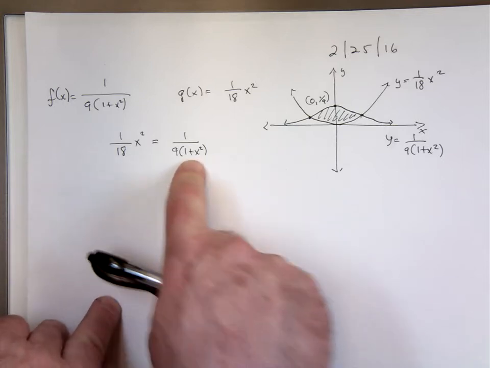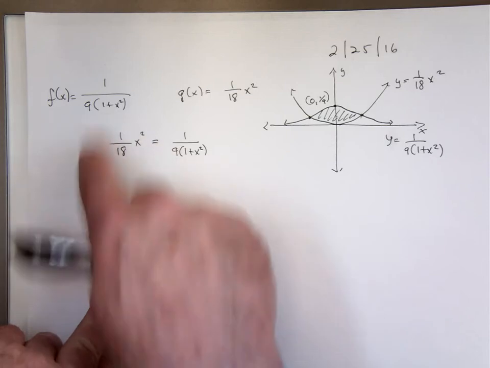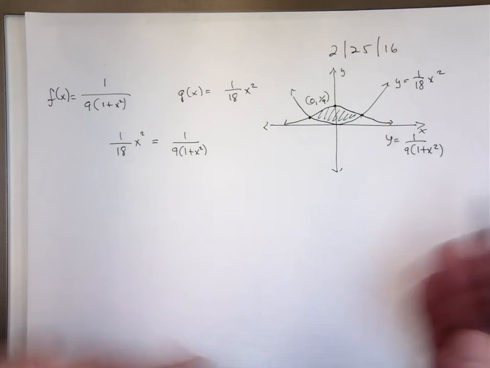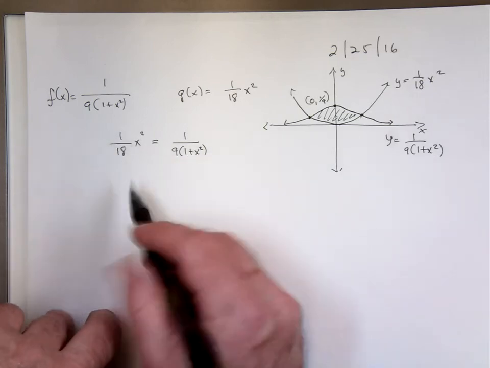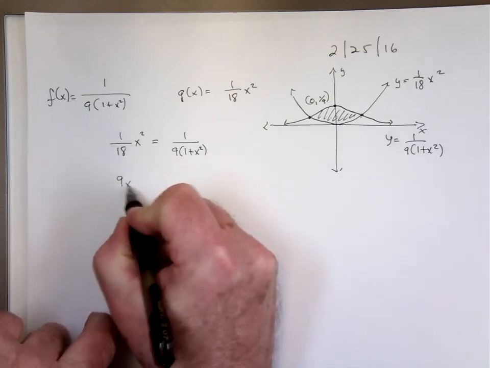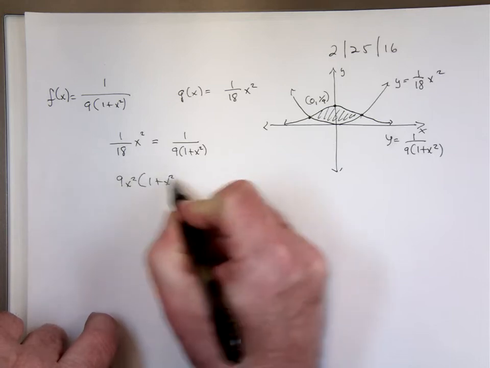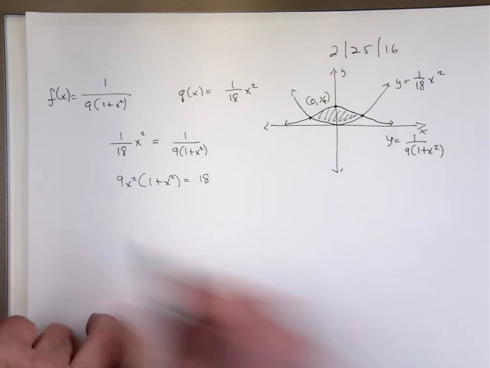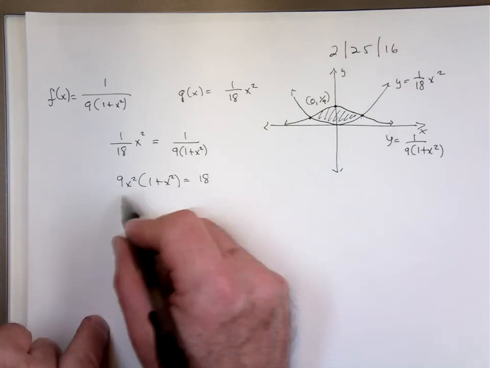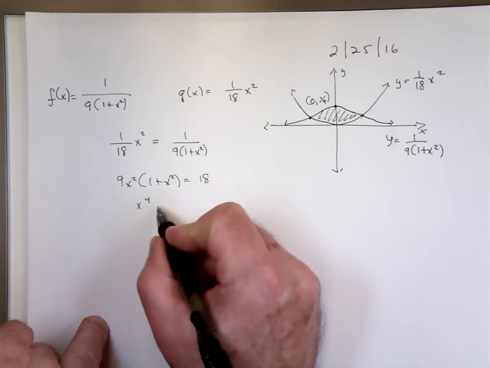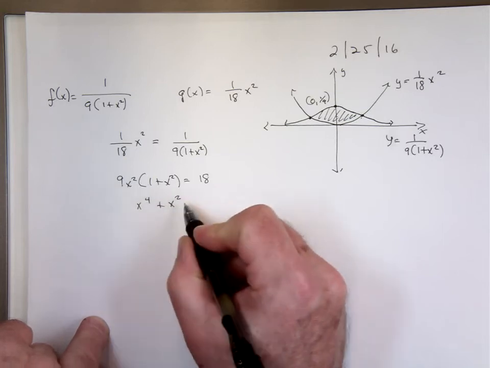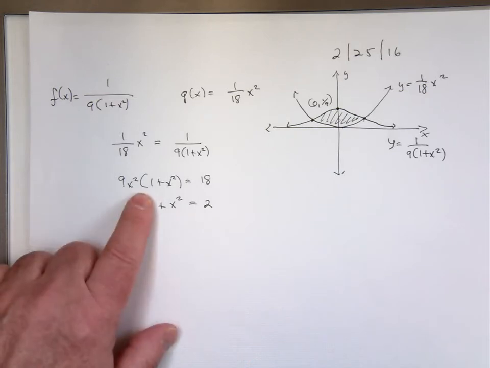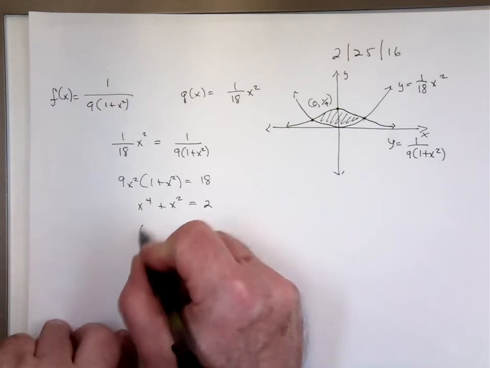But let's do this. I'll tell you what, let's cross multiply. Okay, how about that? Instead of multiplying by 18 times 1 plus x squared, which is the same thing, if you cross multiply, you have a proportion here. 9x squared times 1 plus x squared equals 18. Divide by 9 both sides and multiply this thing through. x to the 4th plus x squared is equal to 2. I divided by 9 and I multiplied it out. I'm going to subtract the 2.